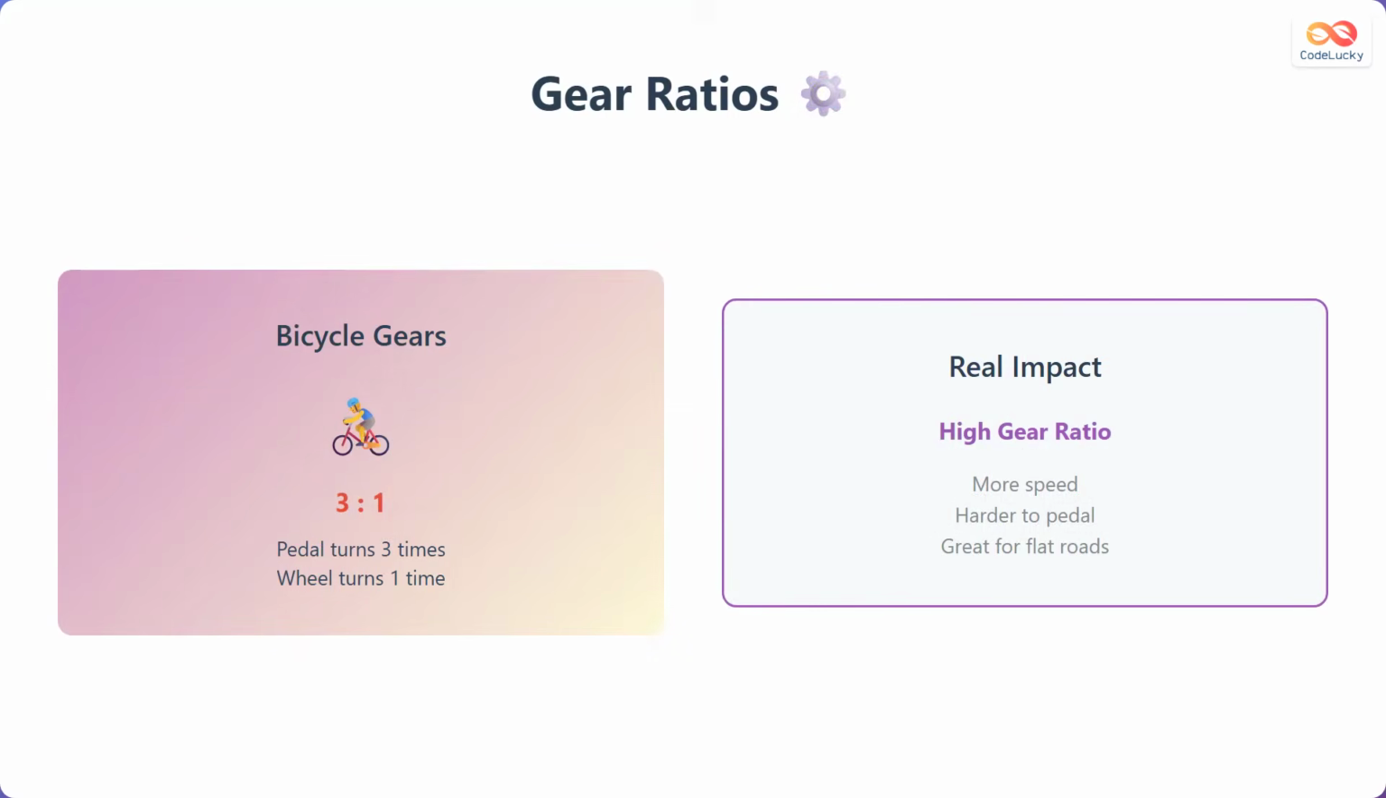Gear ratios are essential in machines like bicycles. A gear ratio describes the relationship between the number of teeth on 2 gears. For example, a gear ratio of 3:1 means that the pedal turns 3 times for every 1 turn of the wheel. This affects how easy or hard it is to pedal and how fast you can go. A high gear ratio means more speed, but it's harder to pedal, making it great for flat roads.